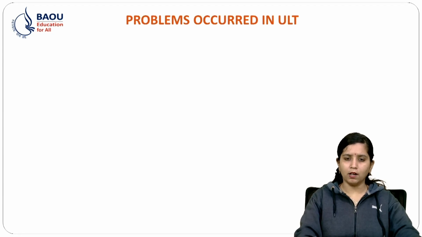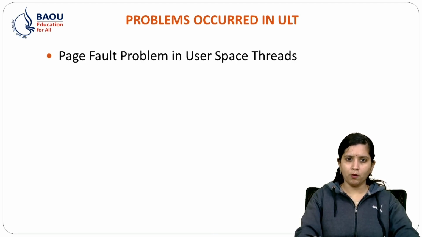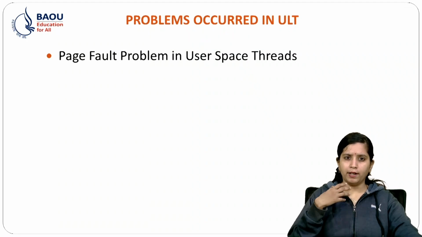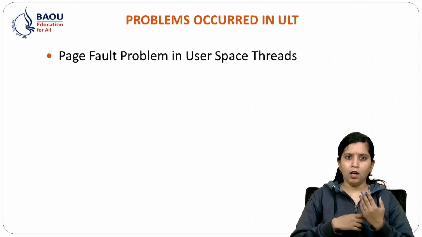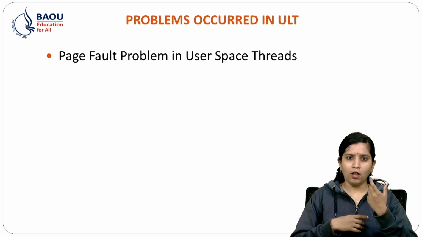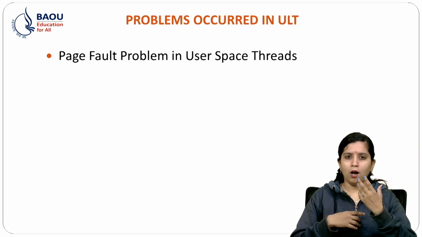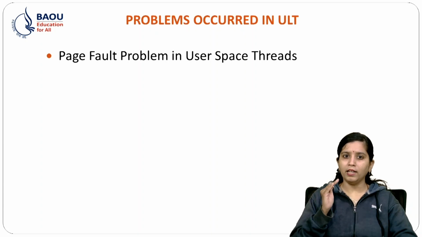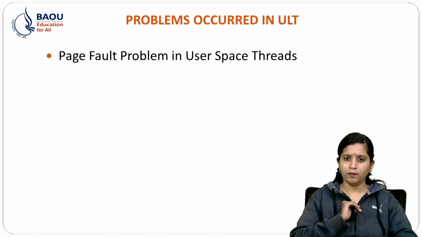So what are the problems that occur in ULT, that is user level thread? First, the page fault problem. What is the page fault problem in user space threads? When a thread tries to use data that isn't in memory, a page fault occurs, and since the operating system doesn't know about the individual threads, it blocks the whole process, not just a thread, making all the threads wait until the required data is loaded. So this is a page fault problem.